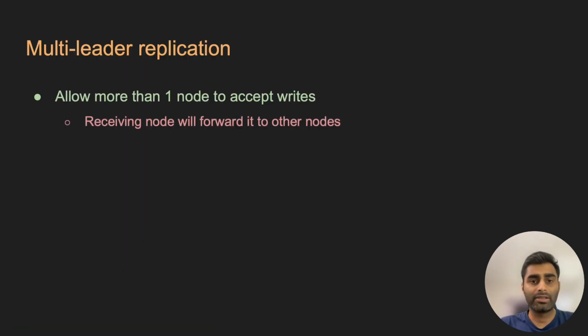A natural extension of leader-based replication is to allow more than one node to accept writes. So replication will still happen the same way. Each node that processes a write must forward the data change to all the other nodes. We call this a multi-leader configuration, also known as master-master or active-active replication. In this setup, each leader simultaneously acts as a follower to the other leader nodes.